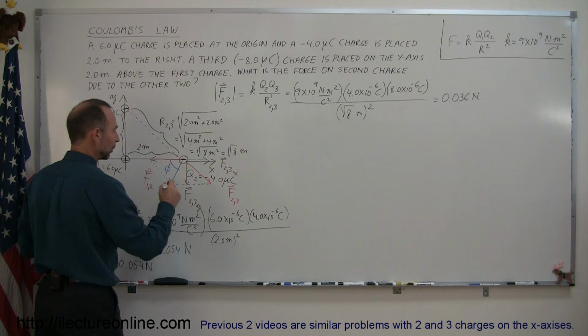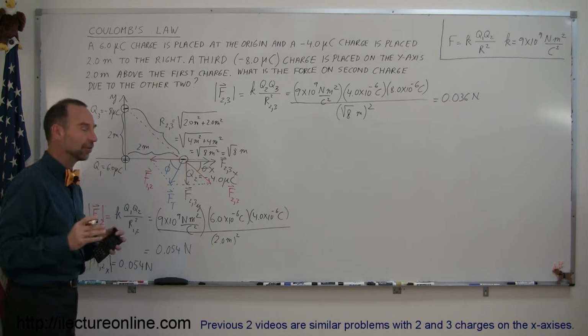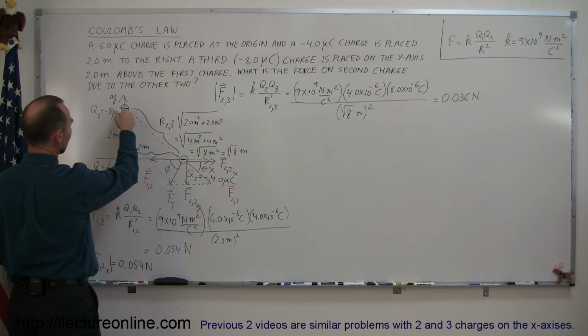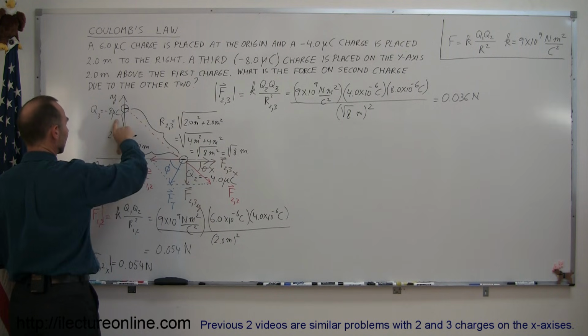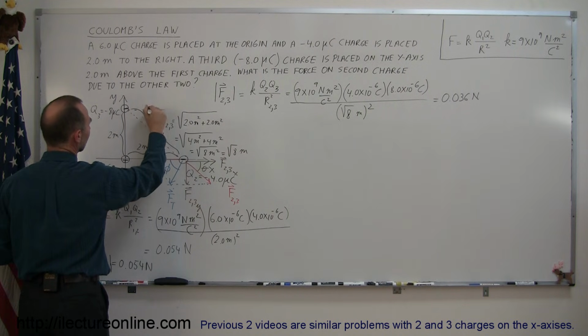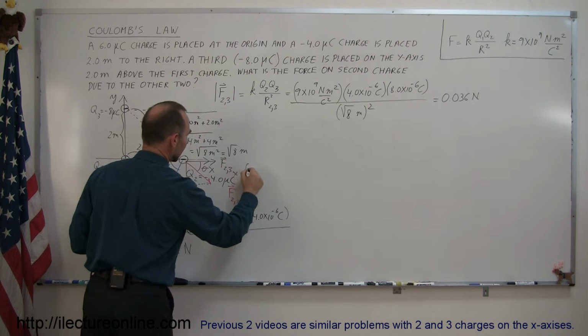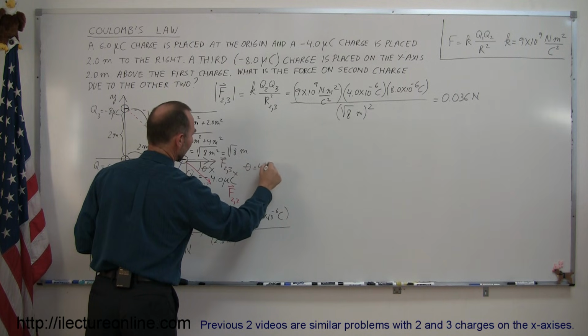We then have to realize what this angle is. This angle here is theta. Now here it's fairly simple because we know that this side is equal to 2 meters, and this side is equal to 2 meters, so we know that this is directed 45 degrees below the horizontal. This is therefore 45 degrees. So we can say that theta is equal to 45 degrees.